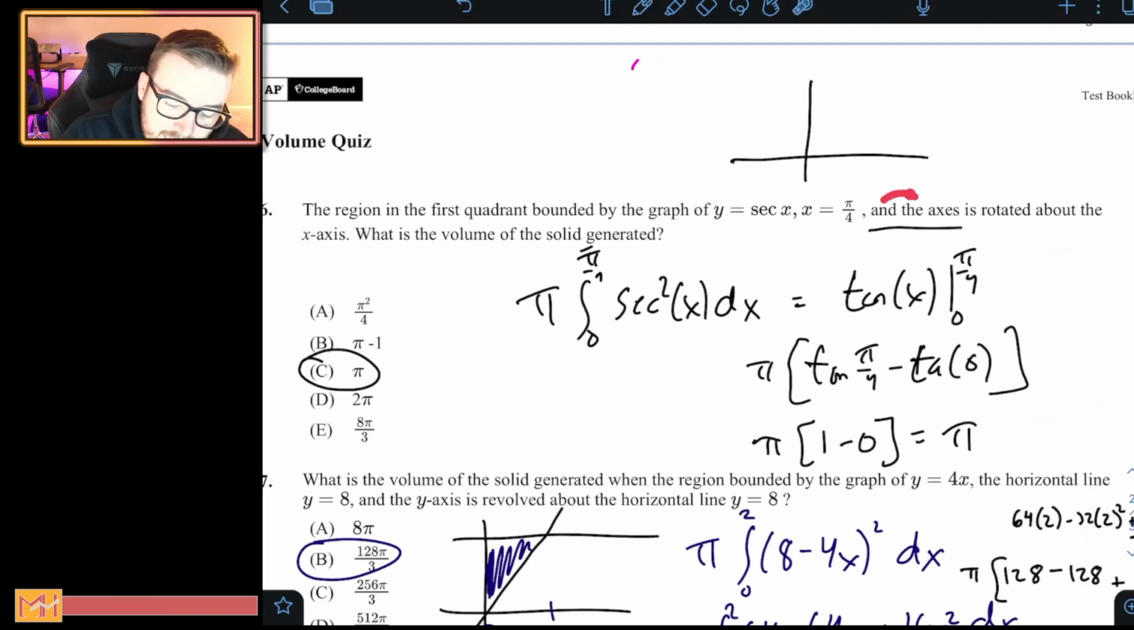So, the secant function looks, I don't know, like something like this. And what we're saying is it's bounded by this axis and the line x equals pi over 4.